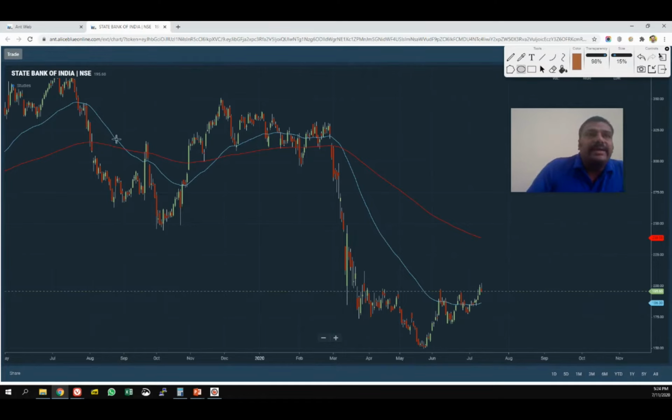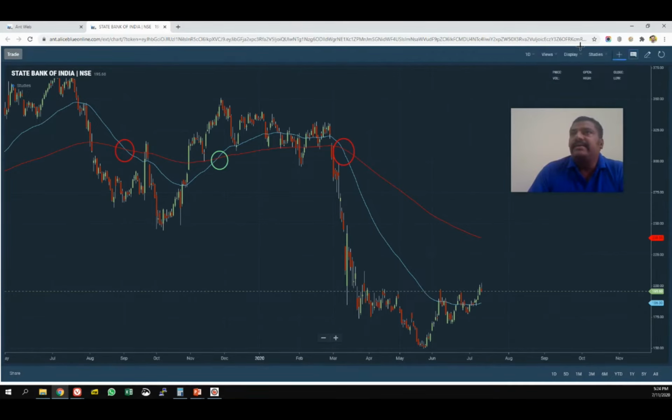Now, here there is a crossover. If you're going to sell here, because the price is crossing from up to down, so here we have a signal for sell, and here we have a signal for sell, and here we have a signal for buy. The strategy is very simple. So we are going for, and this is a one-day chart.